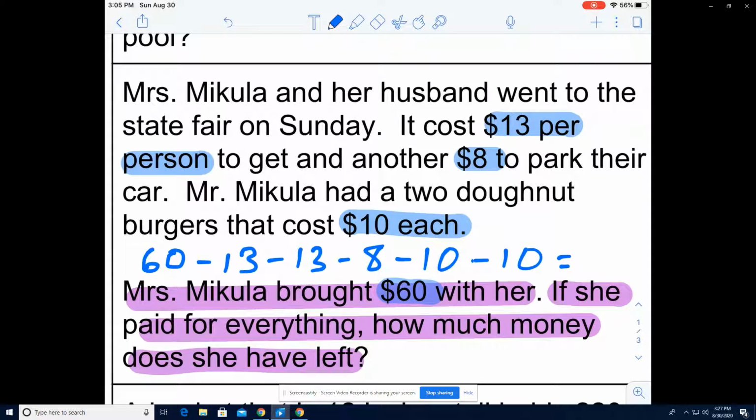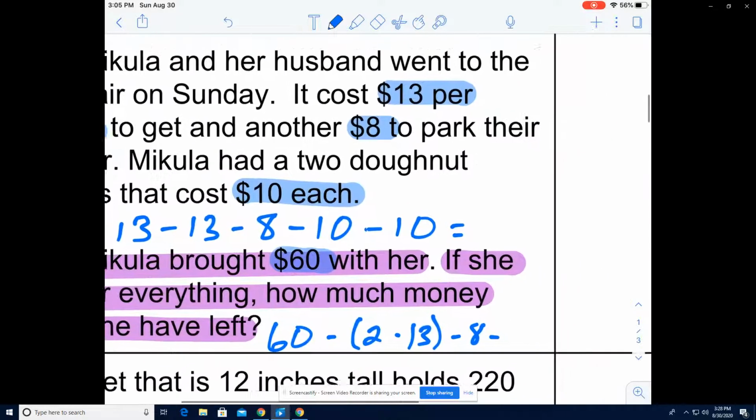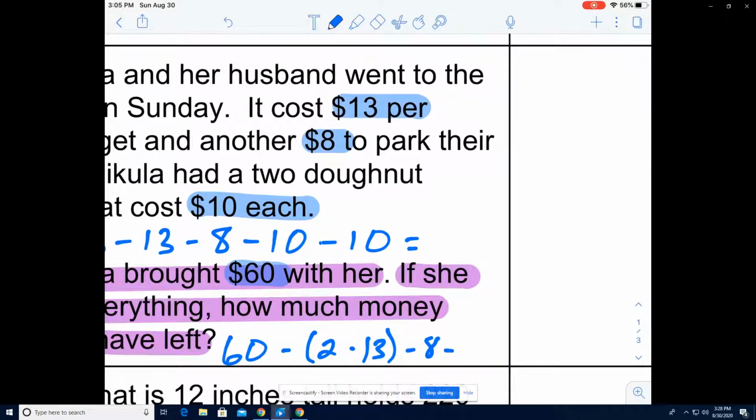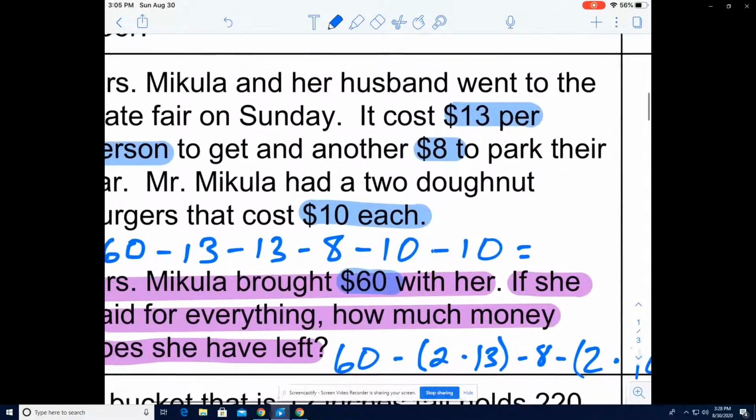Now, to me, that's the easiest way to do this problem, is just to go through and write down each individual thing she's spent, bought, paid for. There are other ways to do this problem. Some of you might have done this problem going 60 minus, in parentheses, 2 times 13, minus 8 minus 2 times 10, which will get you the exact same answer. There's other ways to do it, but we're going to focus on this way. I think it's the easiest.